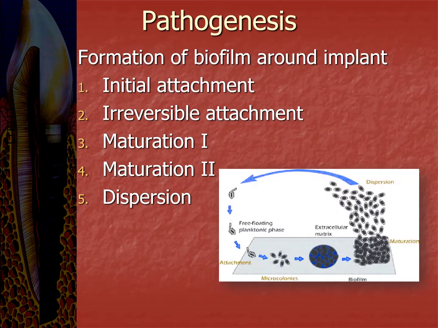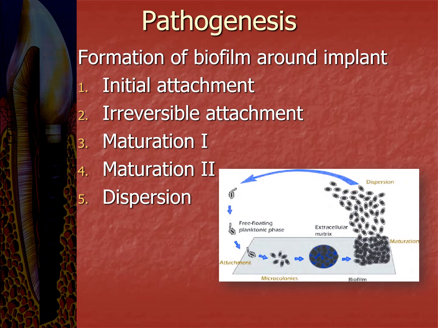Let us see the pathogenesis of peri-implantitis. So the pathogenesis is quite similar to periodontitis in natural teeth. So after an implant is placed in the oral cavity, the exposed titanium surface accumulates glycoproteins from the saliva and thus forms a salivary pellicle. And this pellicle attracts bacteria from the oral cavity and thus they form a biofilm.